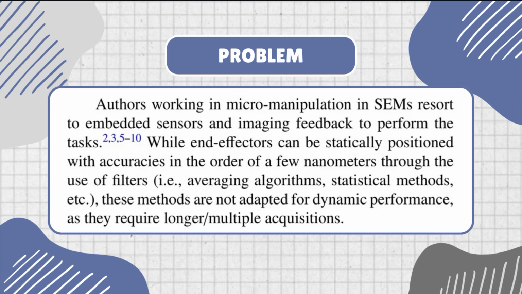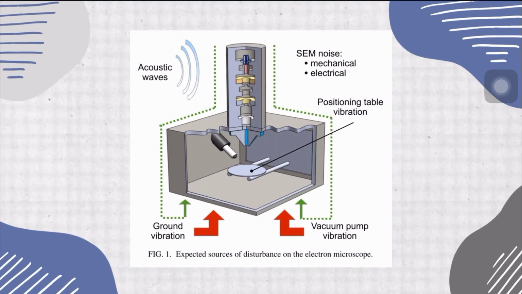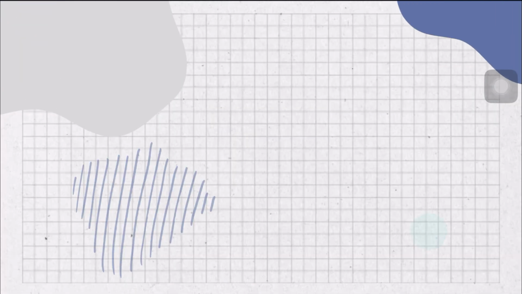And by the way, the author is studying a SEM with a cantilever used for nano-level fine operation. So the author guesses what factors will reduce accuracy: acoustic wave, SEM noise, position table vibration, ground vibration, vacuum pump vibration. This figure is the reason for the author's guess.